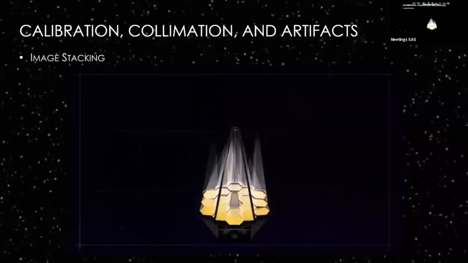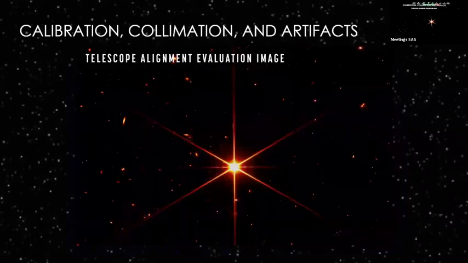And so the result of that was the telescope alignment evaluation image. This was one of the first things that was released by the James Webb before it did the actual data dump, since this was still part of basically turning it on and making sure that it worked. And this is what we got.